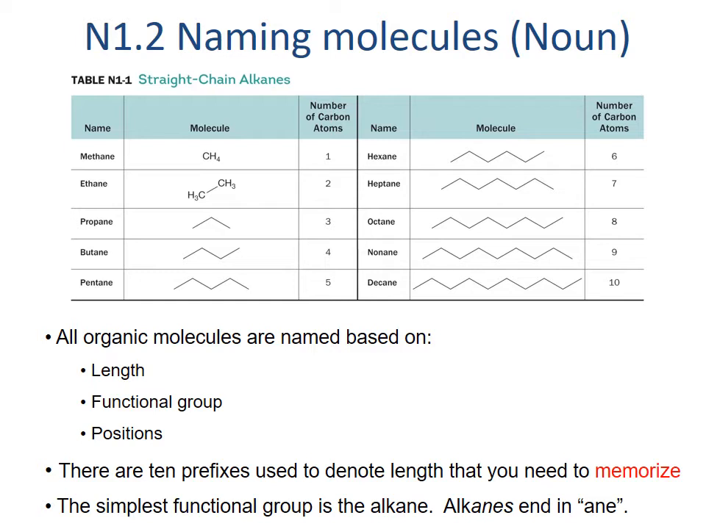The table shown shows the names of alkanes with lengths from 1 to 10. The first part is the prefix for length. The second is the ane to indicate that they're all alkanes. These prefixes come up really frequently, so you need to memorize these prefixes. You absolutely need to memorize the prefixes from 1 to 10 that indicate length of a chain.